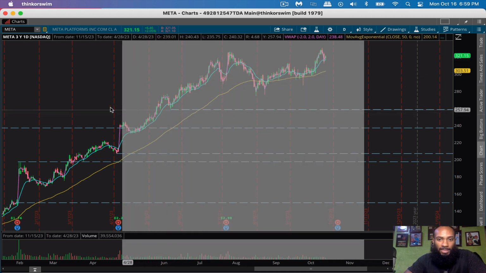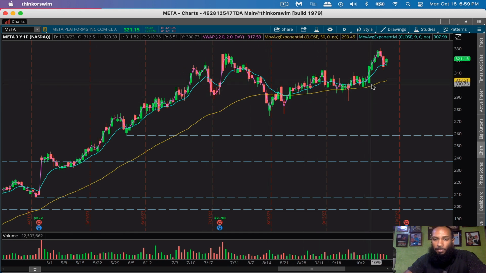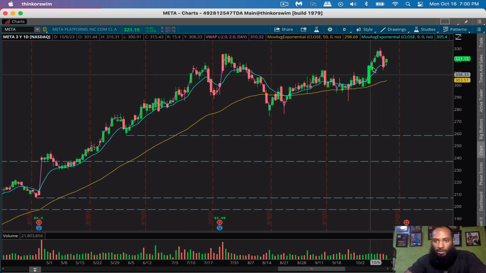So starting on the daily time frame, you can see I have two moving averages up, the 50 and the 9 EMAs. We are currently trading above this 9 moving average, you can see by that blue line, and you can see price pushed up above this high that we had here, and we eventually came back down to hold it as support. So that is a key level that I noticed that Meta was holding.